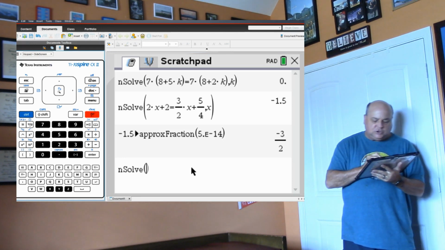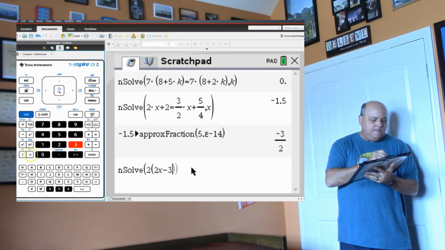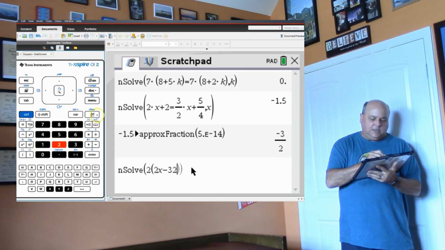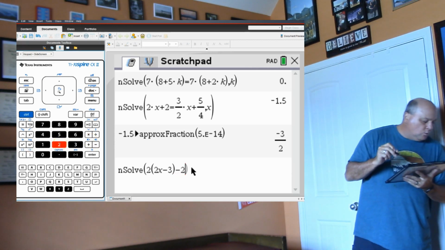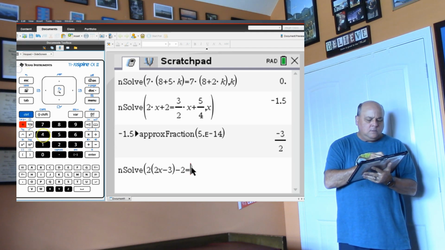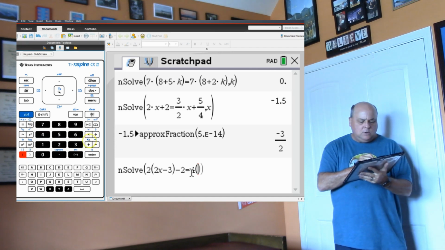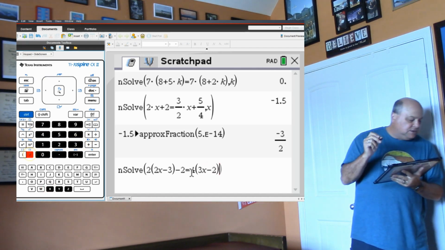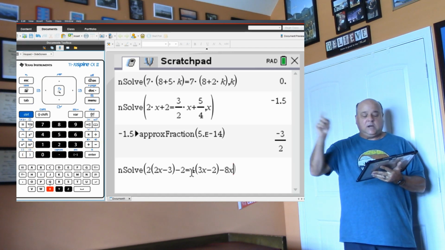It's 2 parentheses 2x minus 3. Sorry about that. Minus 2. And then, Jiminy Crickets, close the parentheses. Minus 2. Okay, equals 4 parentheses, and then 3x minus 2, close the parentheses, minus 8x. And then we have to put comma x.